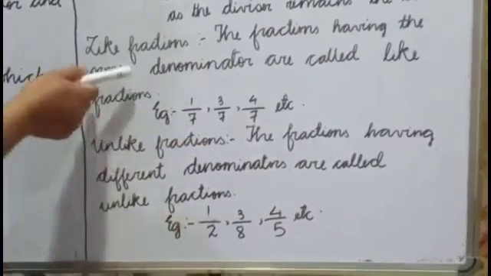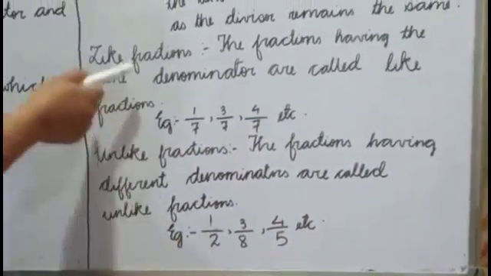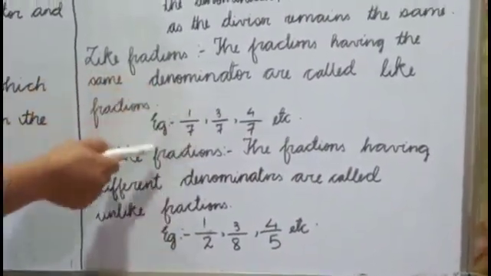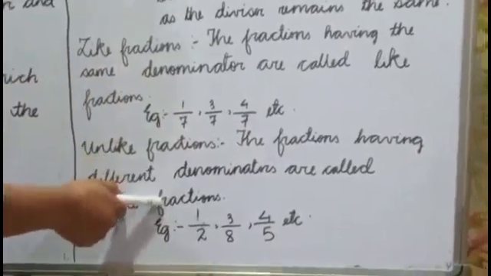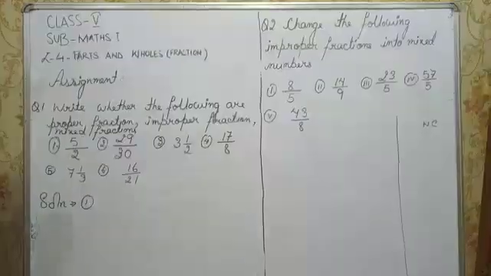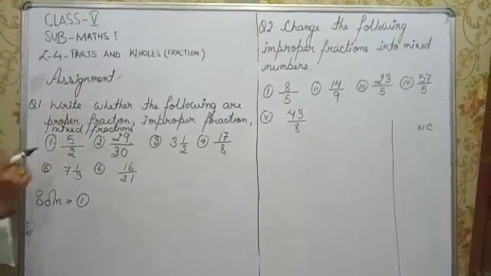That means just the opposite of like fractions. In case of like fractions, the denominators are the same, but in case of unlike fractions, they will have different denominators. Now let's start with an assignment with some questions.